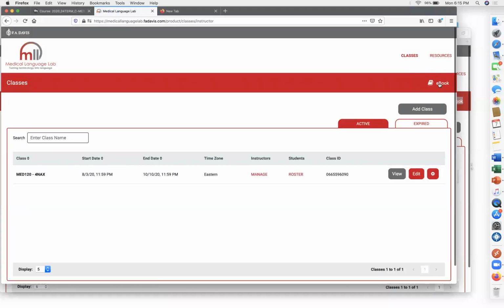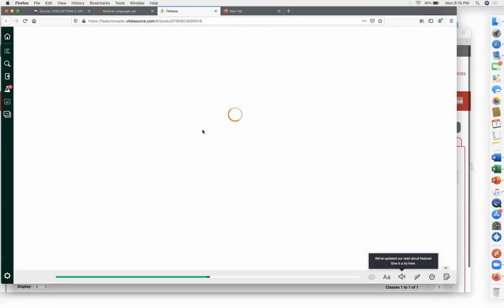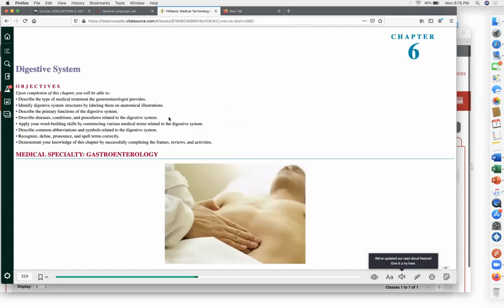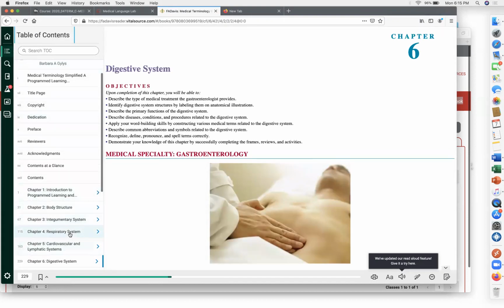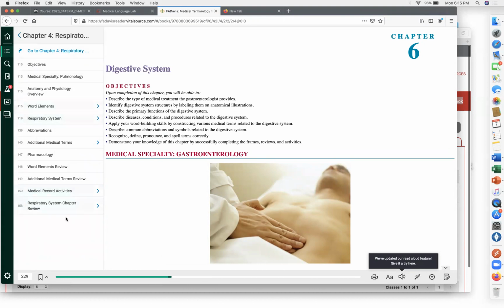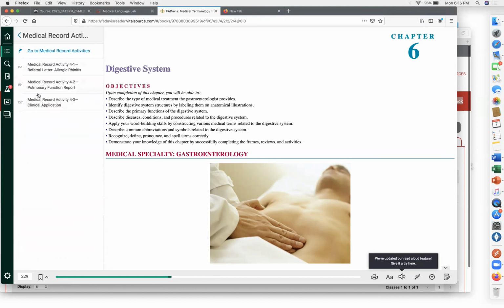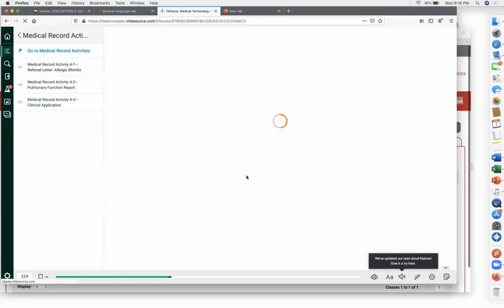But let's go into an ebook. Your final written examination will be cumulative, but it'll be focused on weeks 5, 6, 7, 8, and 9. So let's look at the respiratory system. And if you go into the back of the chapters, you'll see these medical record activities.